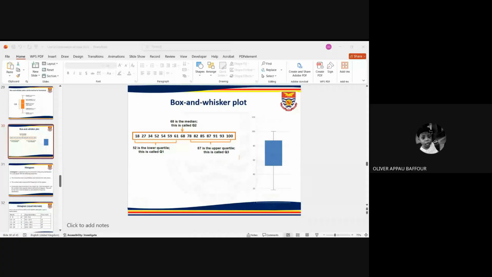Hello, sir. What we know is that the median is half times (n plus 1) observation. So half times the 16th observation, and it matches with what you are saying. Yes, sir, you are right.